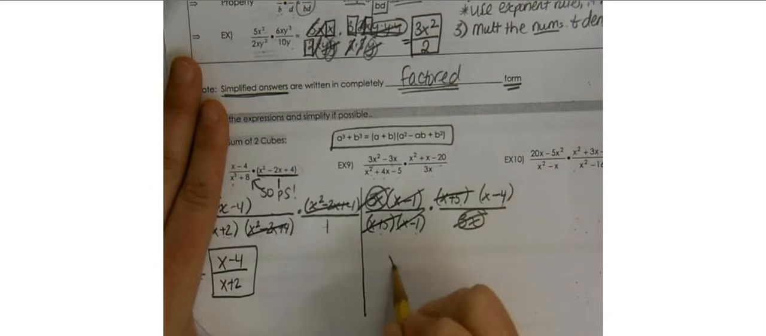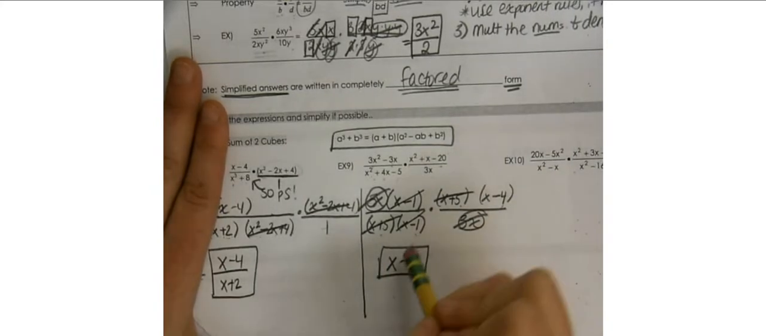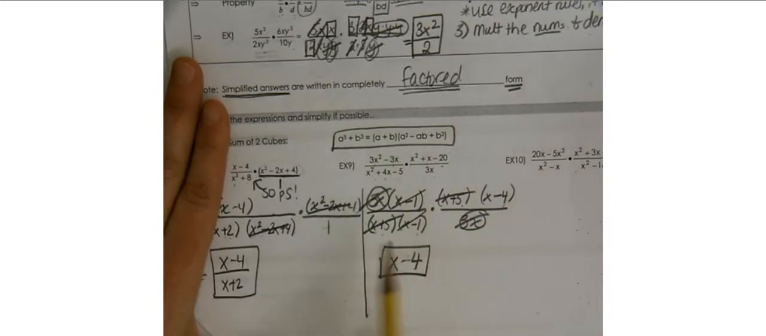I have an x minus 1 over an x minus 1, so that's going to eliminate. I have an x plus 5 over an x plus 5, that's going to eliminate. And I am left with just an x minus 4. And that is my answer. Just an x minus 4. Nothing is left in the denominator. This is simply my answer.